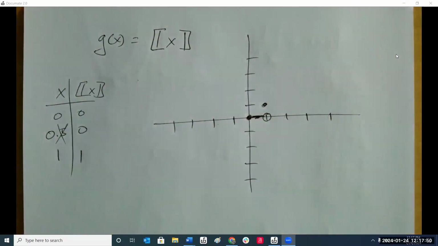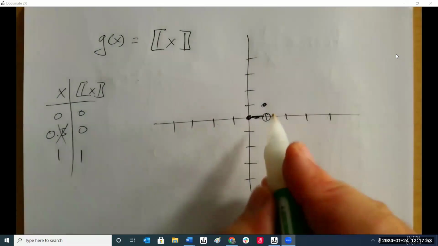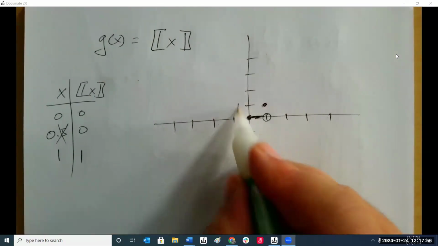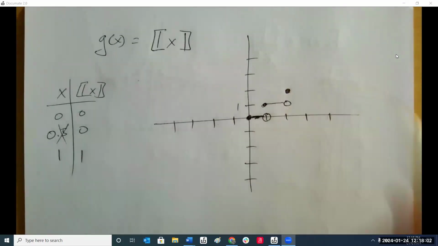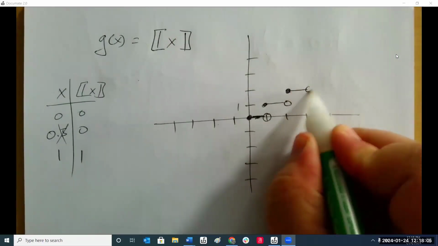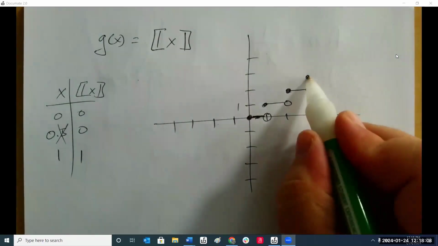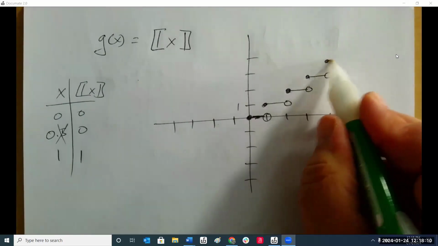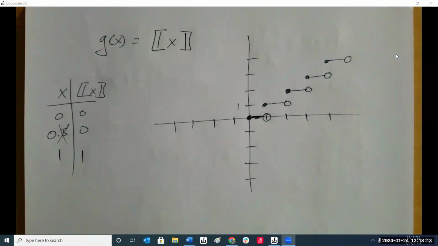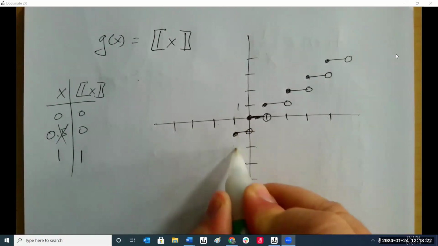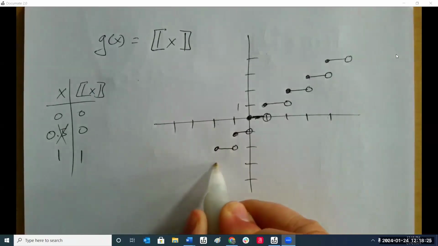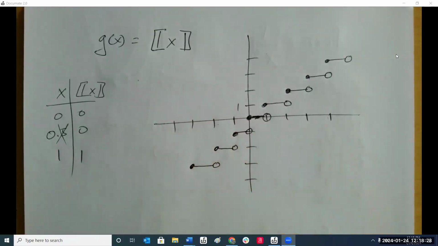Open circle means we can get infinitely close to one, but as soon as we get to one, it equals one. And it stays that way all the way until it gets to two, and then it jumps up to two. And then all the way up to three, and it jumps to three. You see why they call it the stair step function?